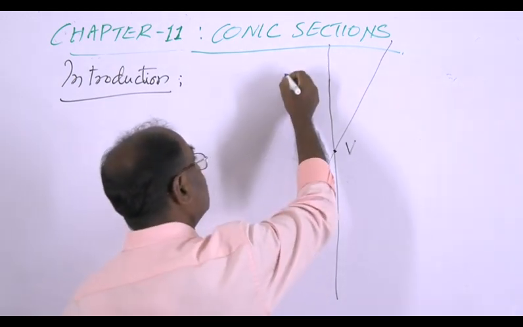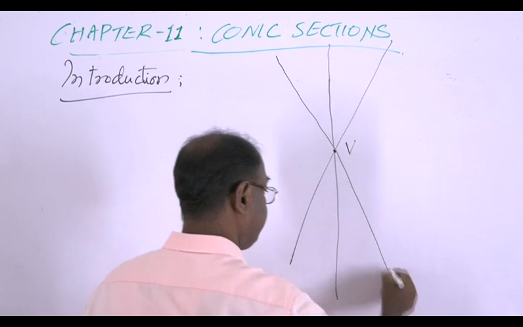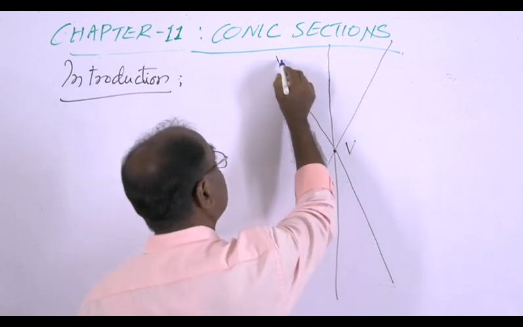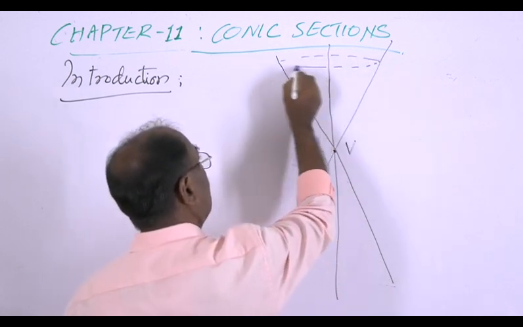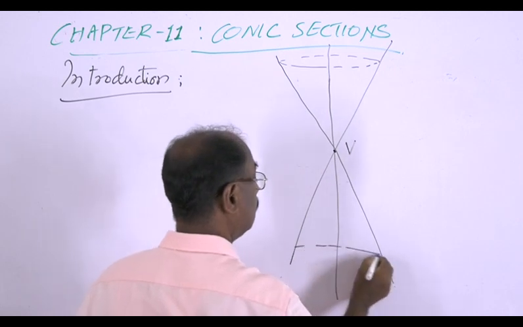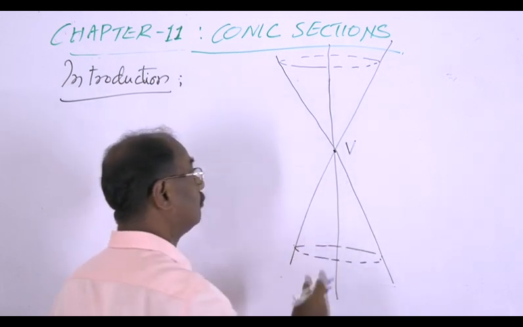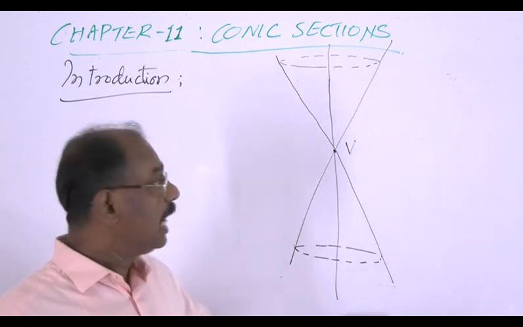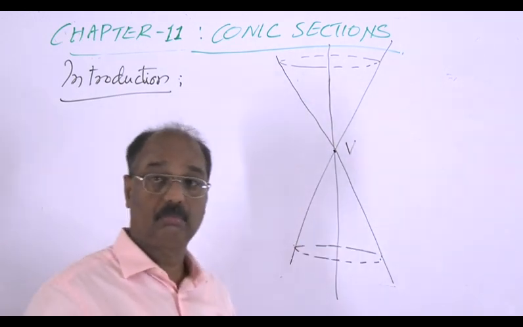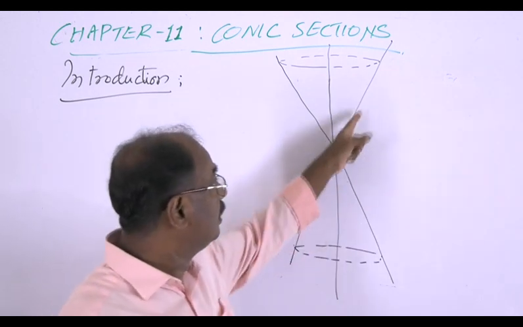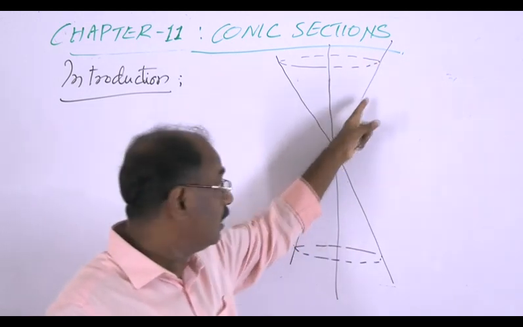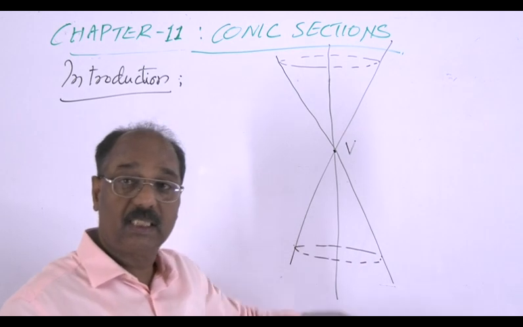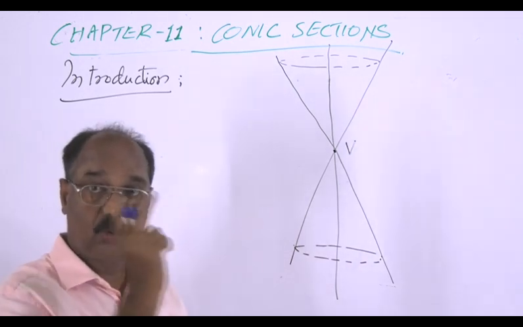Then we get a surface, and that surface is called a cone. Rotated, we get this surface. And this is a hollow cone, because the rotating part is a line, so we get a hollow cone.